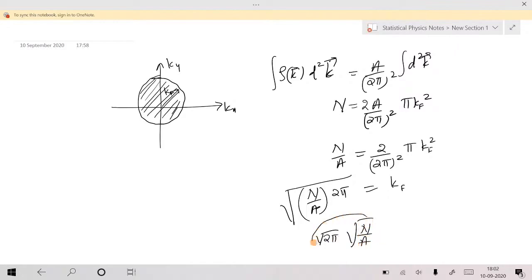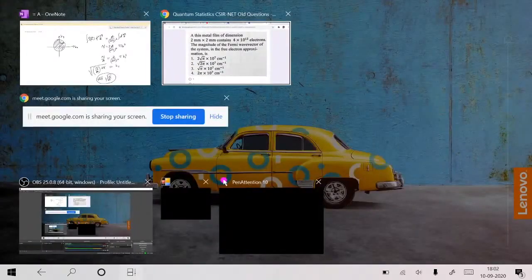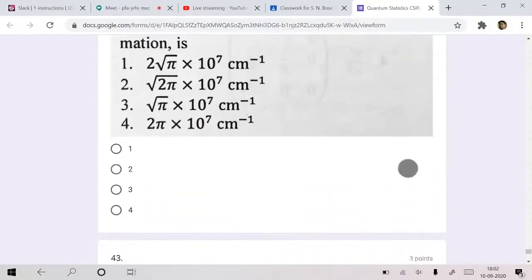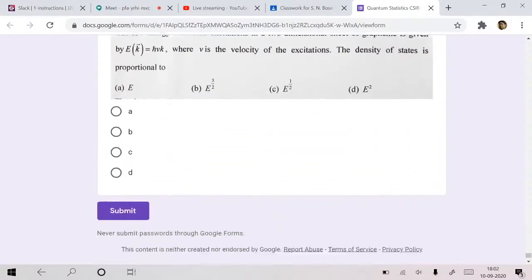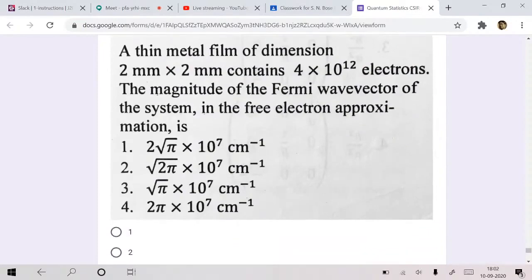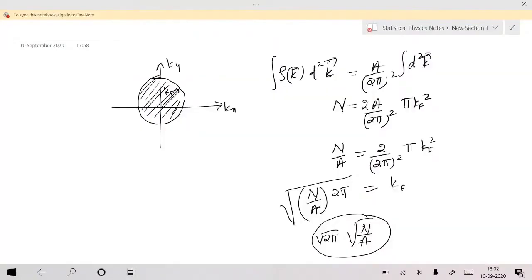Now again, let me check out the key answer again. My question is a very recent question, the 43rd, 42nd, so very recent. Let me check out the official key answer again. Okay, sir, we have got now the option 2, right?